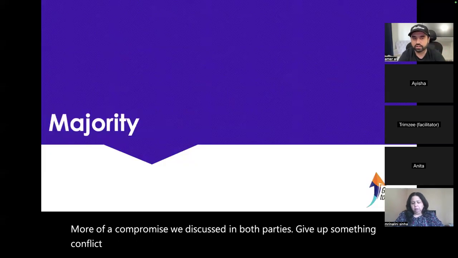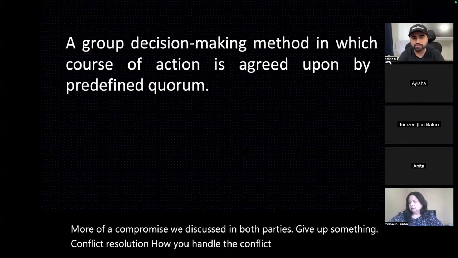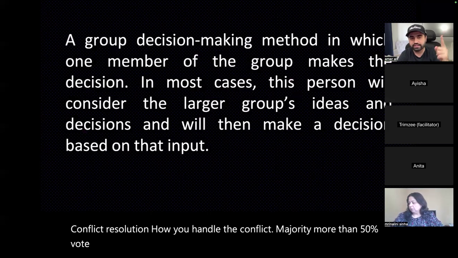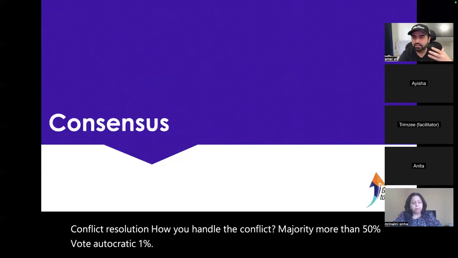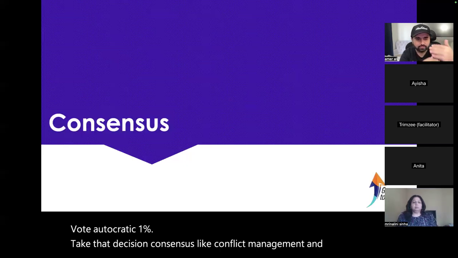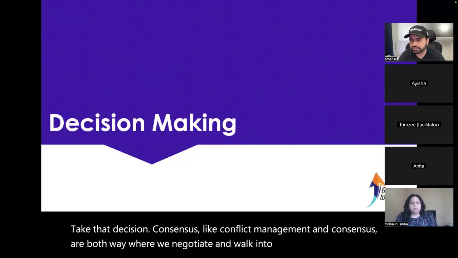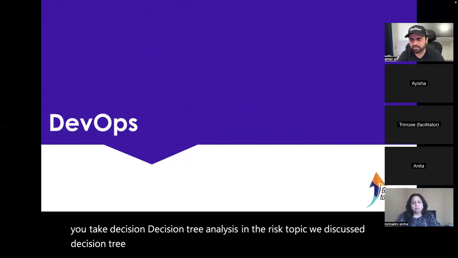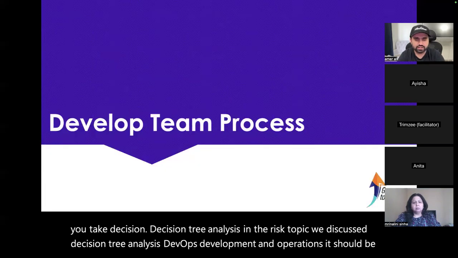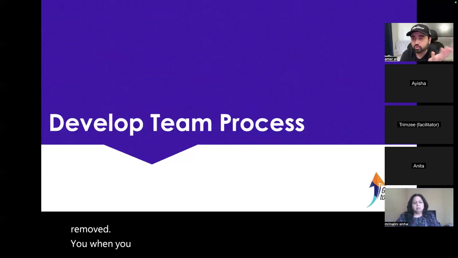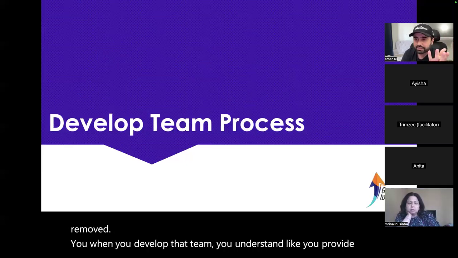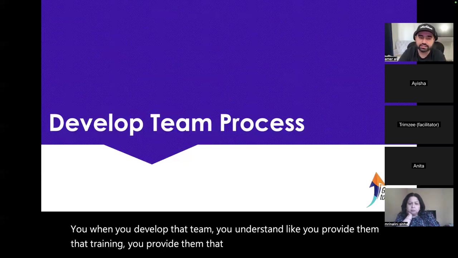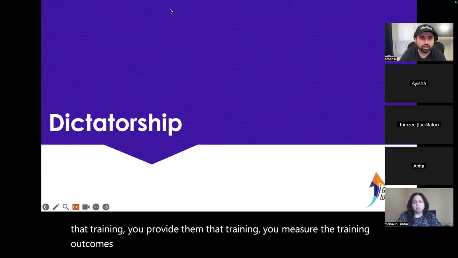Conflict resolution, how you handle the conflict. Majority, more than 50% vote. Autocratic, one person takes the decision. Consensus, like conflict management, is a way where we negotiate and work on it. Decision making, how you take a decision. Decision tree analysis, we discussed in the risk topic. DevOps, development and operations. When you develop the team, you provide them training and measure the training outcomes. That's development. Autocratic is dictatorship.